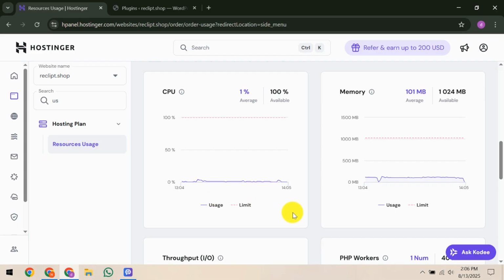By understanding your resource usage, pinpointing specific problems, and optimizing your site, you should see a real improvement.